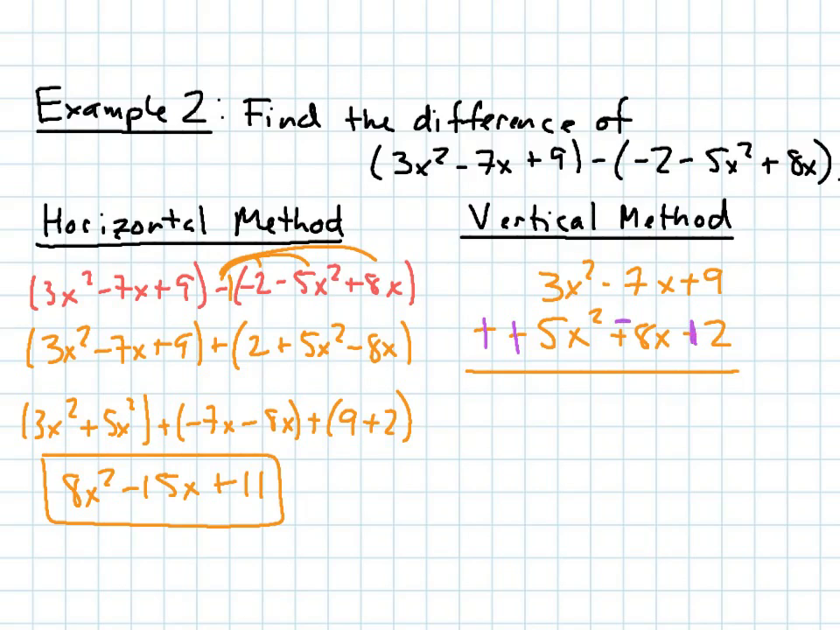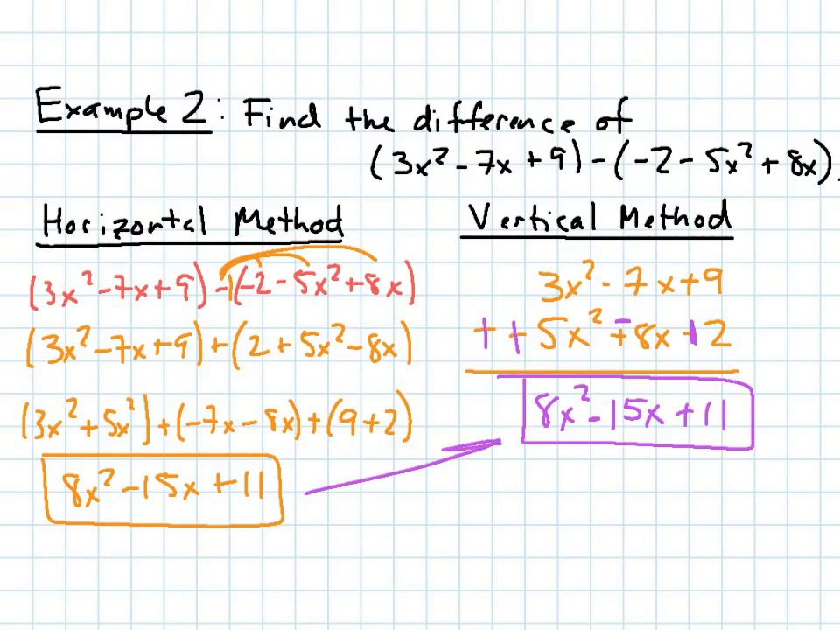And then 3x squared, now we want to combine. So 3x squared plus 5x squared becomes 8x squared. -7x plus a -8x is -15x. And then 9 plus 2 gives me 11. Notice that these two things are the same, so it doesn't matter which method you use, just pick one and use that for all of your problems.